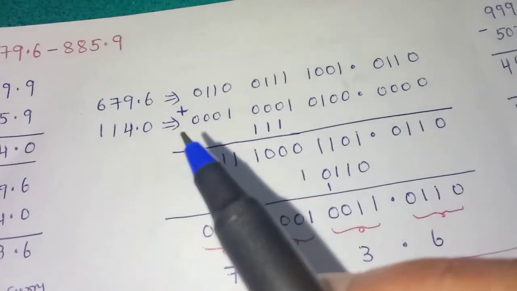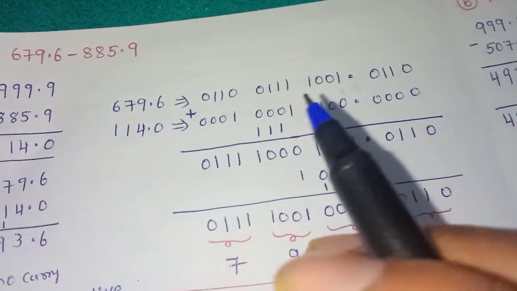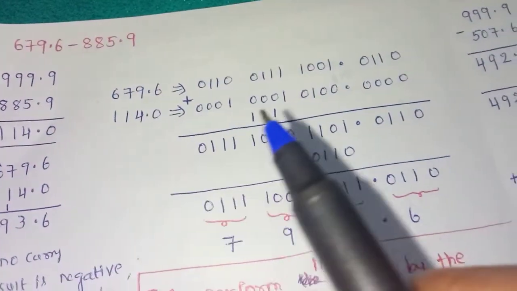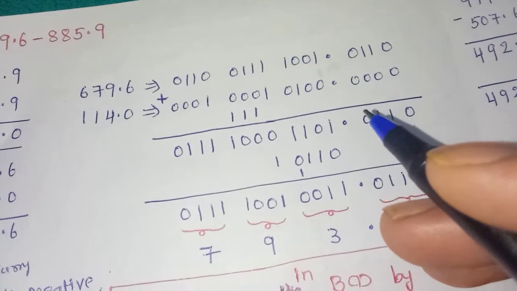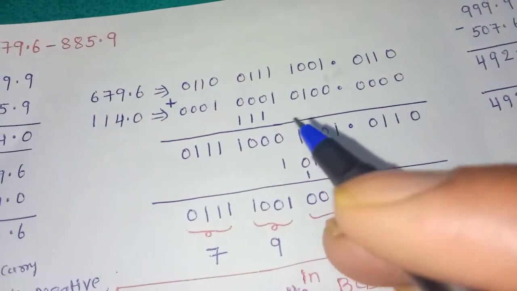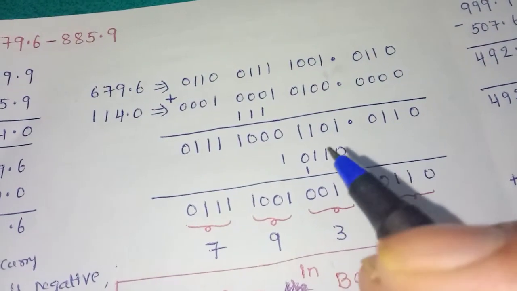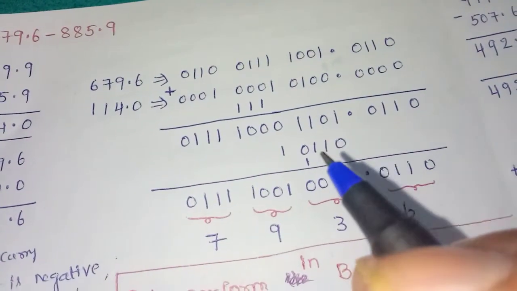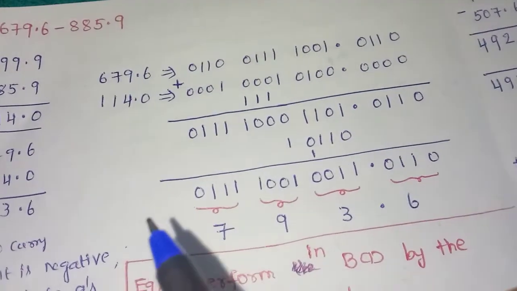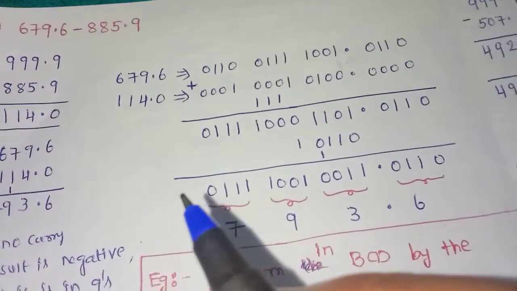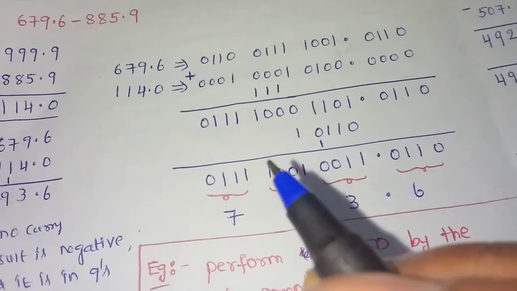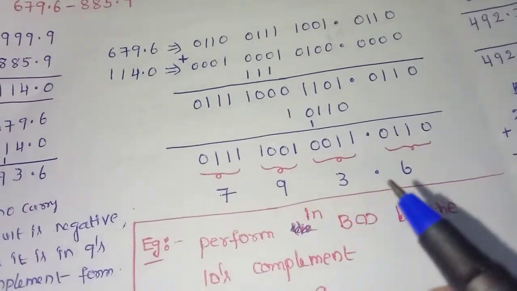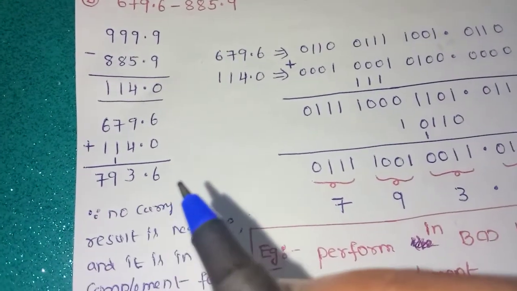Now perform this in BCD. You observe 679.6 expressed in BCD, and 114.0, which is the 9's complement of the subtrahend, expressed in BCD. Now if you observe, no carry, legal code; no carry, but it is an illegal code, so we have to add 6 here. No carry, legal code; no carry, legal code. After performing the addition, you observe that there is no carry. We know that if there is no carry, the result is negative, and to get the exact result we have to take the 9's complement of this. We know that it is 793.6, and here also it is 793.6.